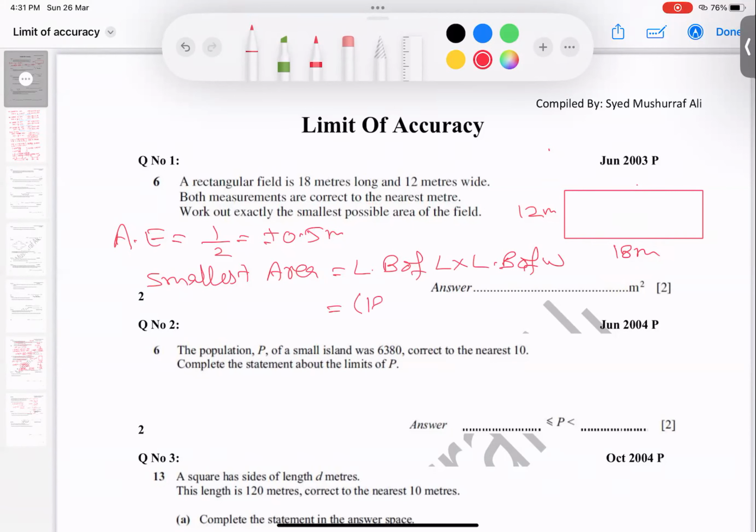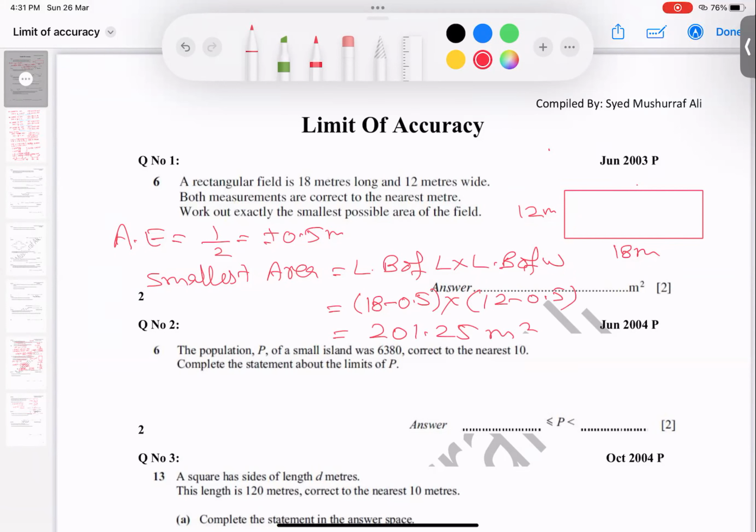I'm going to show you 18 subtract 0.5, and how to find the lower bound of the width. So from 12, subtract 0.5. Now I'm going to solve it, and you'll see I can easily find 18 minus 0.5, which gives 17.5. Multiply with 11.5, and the answer is 201.25 meters square.